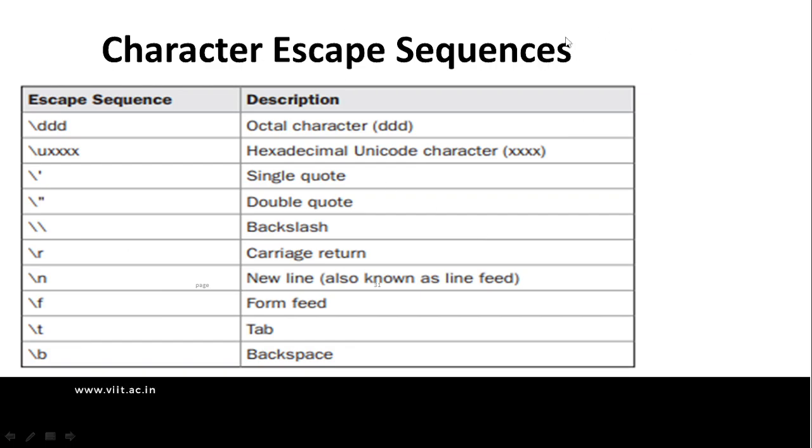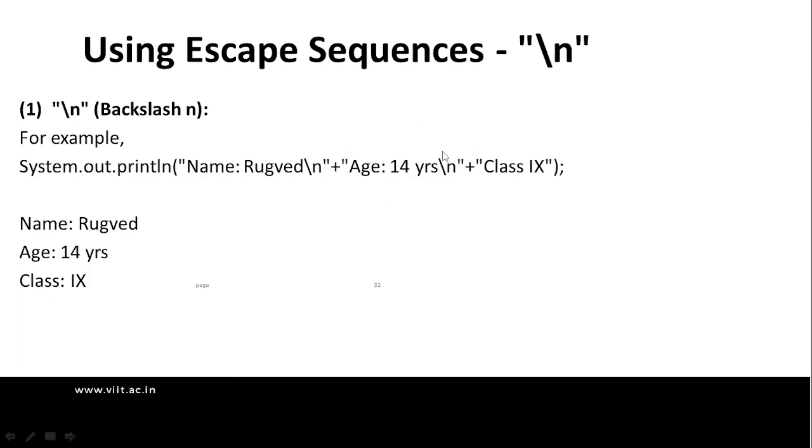These are escape sequences: octal, hexadecimal, single quote, double quote, backslash, carriage return, new line, form feed, tab, backspace. Using escape sequences, for example, System.out.println, Rugved, age 14, class 10, like a name, age, class.